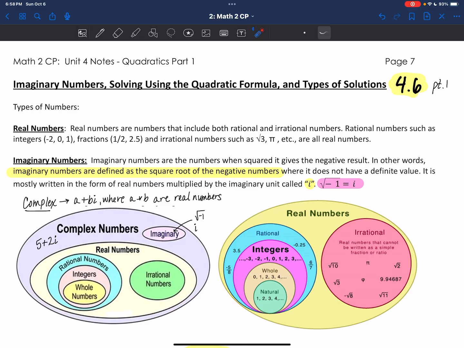It is mostly written in the form of a real number multiplied by an imaginary unit called i. So the square root of -1, if you were to enter that into your calculator, it would say error. But what we can do is factor out that -1, and we can rewrite it as the imaginary number i. Now here you just see complex numbers. That's just a mixture of real numbers and imaginary numbers. So a and b are real numbers, and then i would be your imaginary. But we're focused more on real numbers and imaginary numbers today.